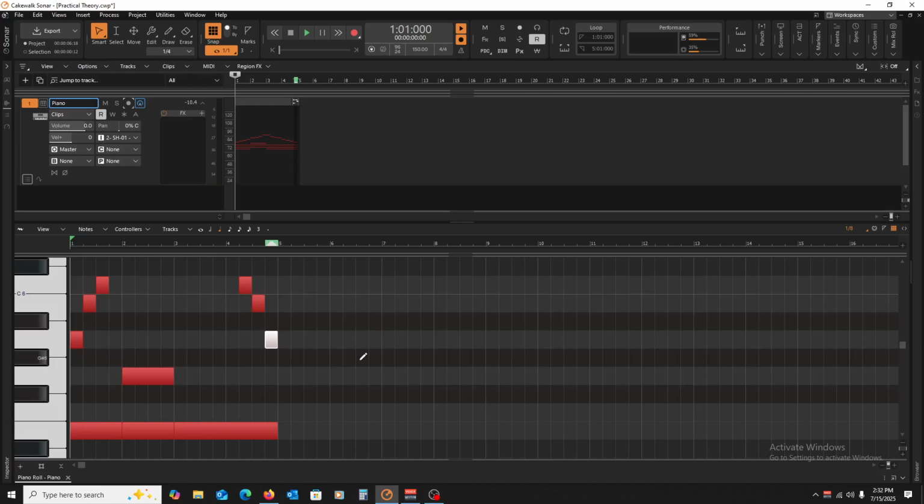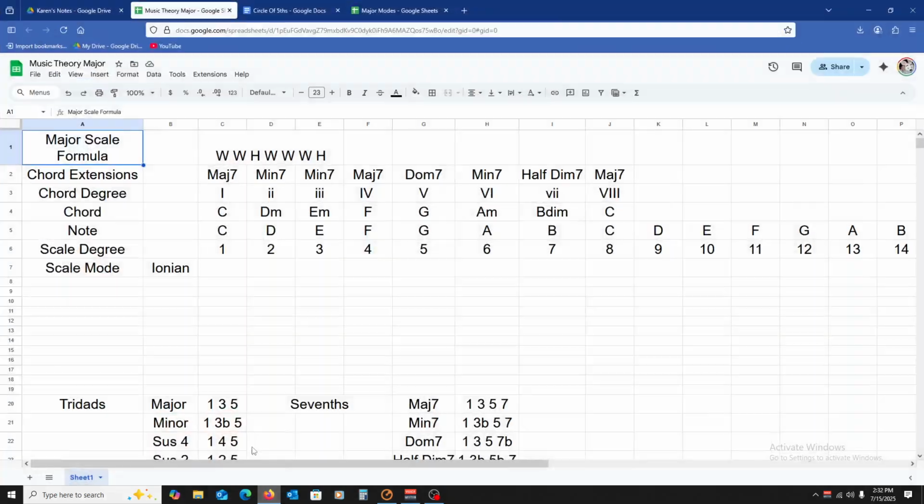Conversely, Ionian would be if you're starting on the one chord. So if you start your chord progression in the key of C on a C, chances are you've used an Ionian feel with your melody. If you started your chord progression on a D minor in the key of C, chances are you've probably given your song a Dorian feel.